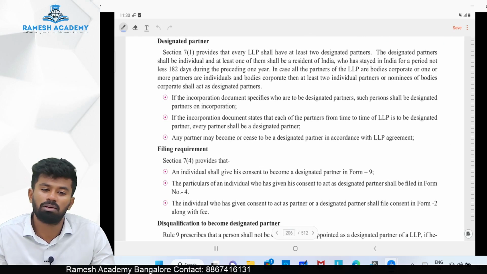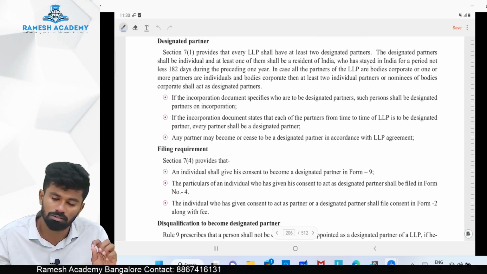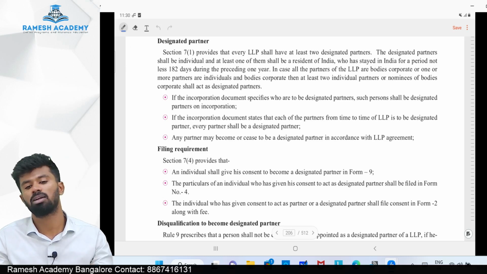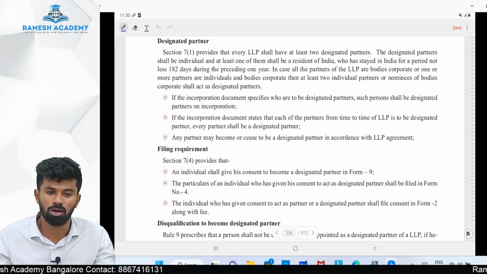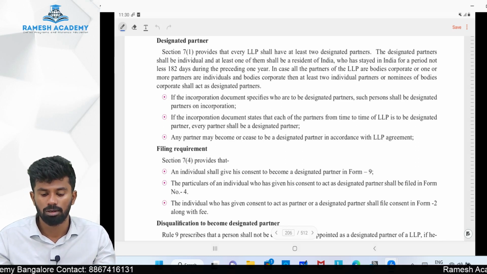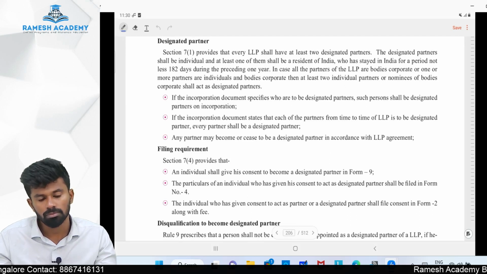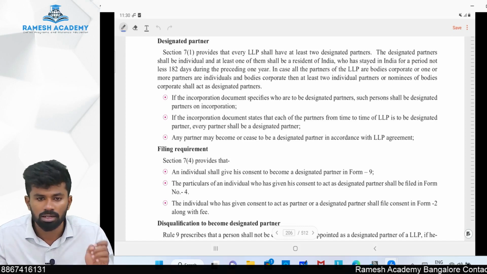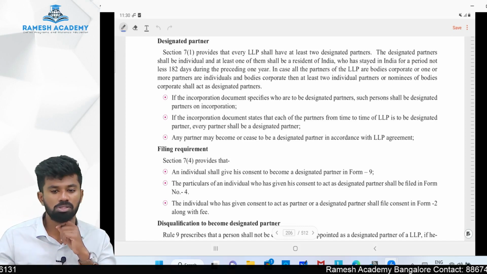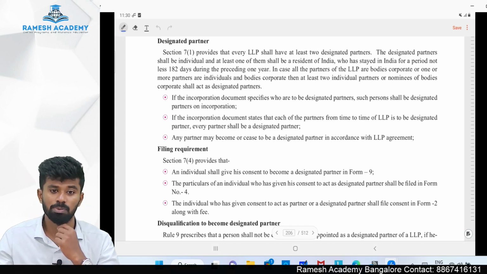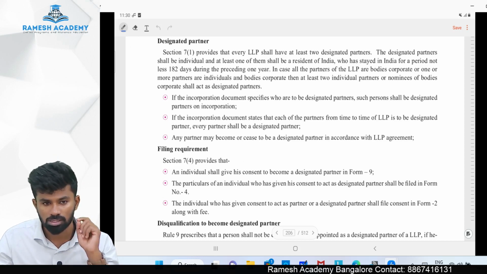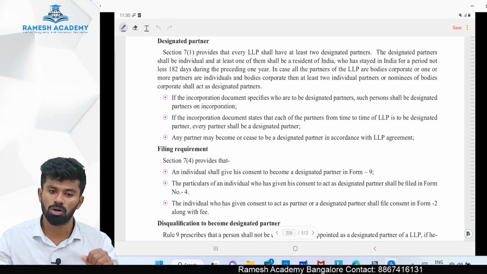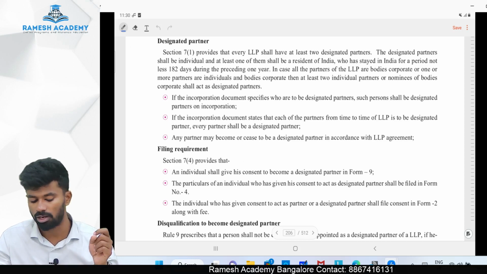Like a company may have a board of directors, in case of LLP, we have designated partners. A designated partner is the one who manages the affairs of the LLP. And a designated partner should be a natural person, an individual, and he must have a DIN number. So only such a person can become what? Designated partner of an LLP.